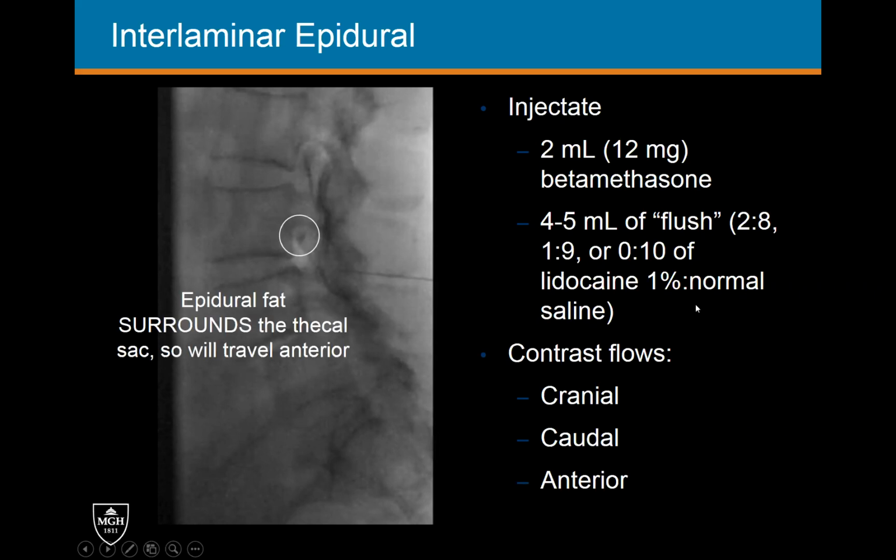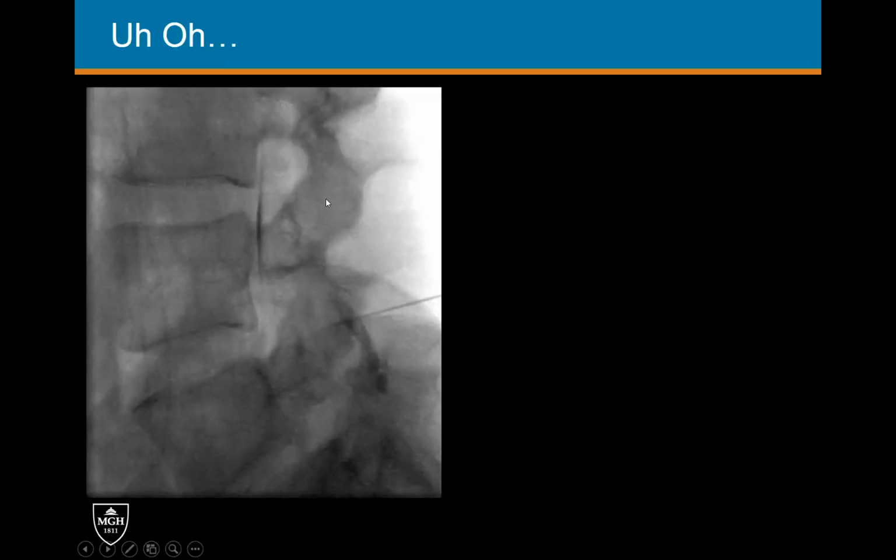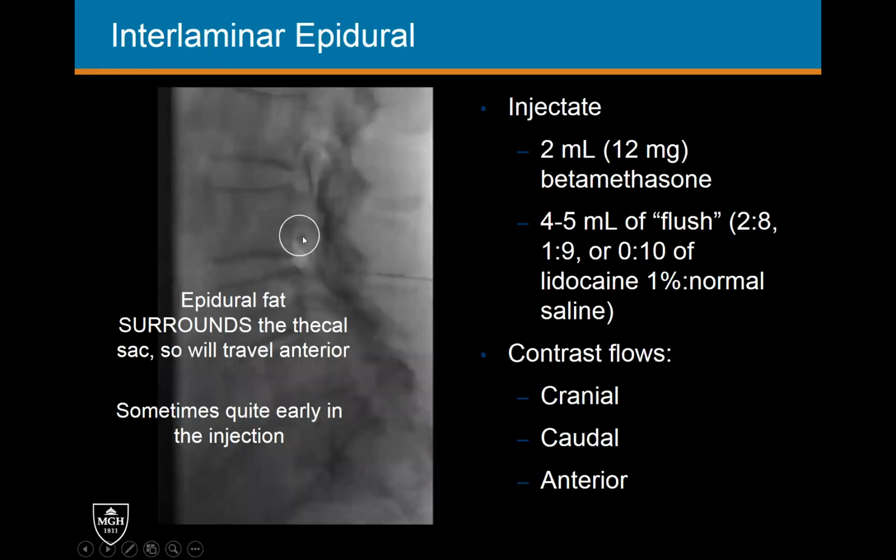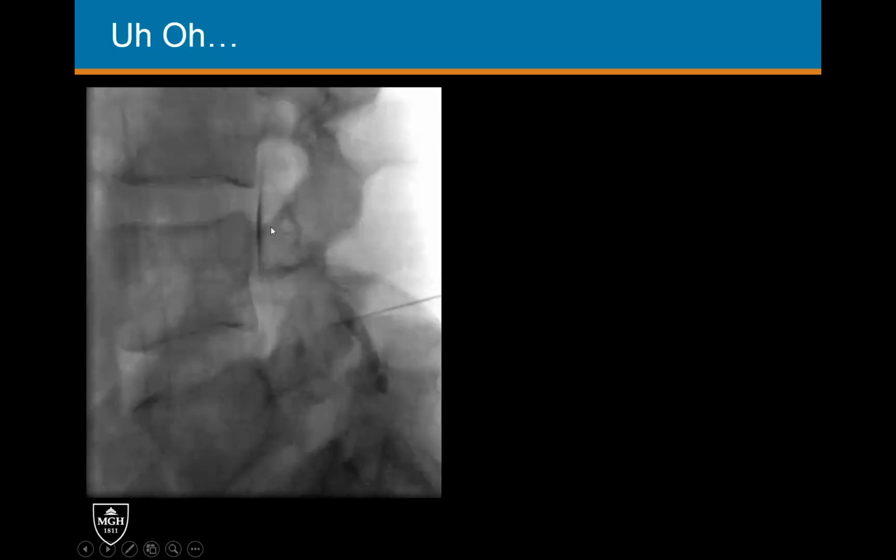And you see the contrast flowing everywhere, and even in the anterior thecal sac. So it will travel anterior, and that's okay. And sometimes it goes anterior very quickly, and that's when you get nervous that you did an intrathecal injection. But if you go back to here, see, this is a little roundish blob. It almost looks like it's suspended in this potential space here. But here, if I turn, remember that the patient is on their belly, they're prone, right? So this looks like a meniscus. This is the fluid level.